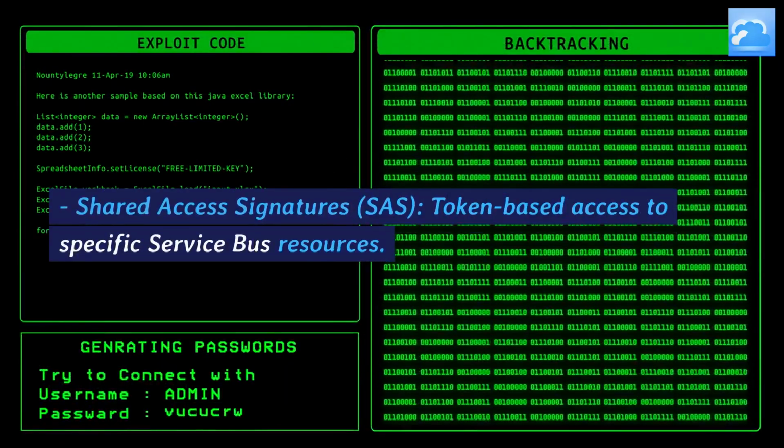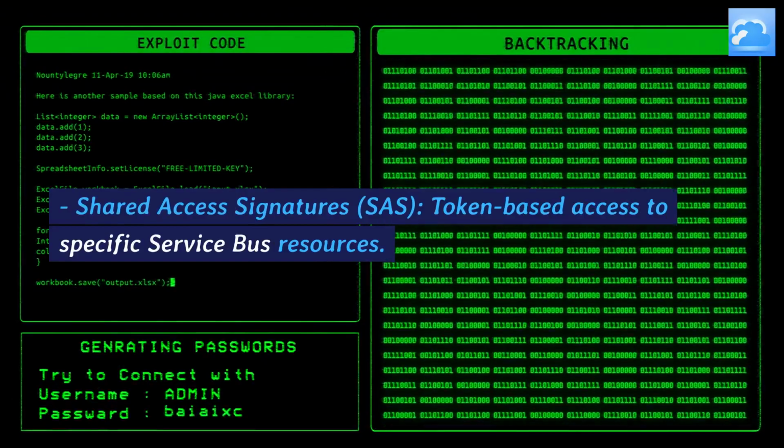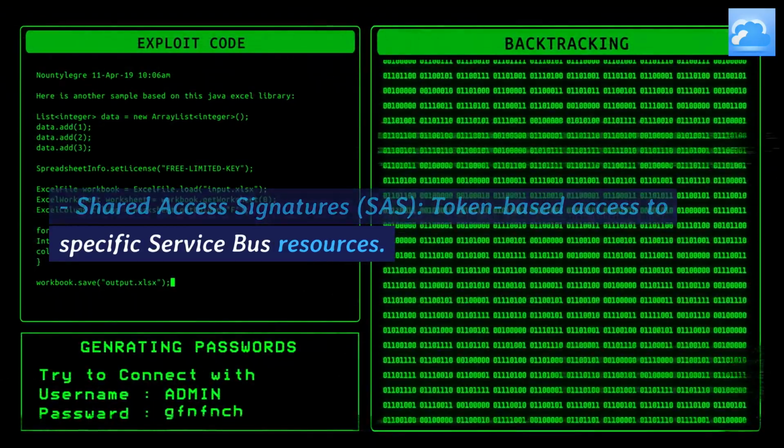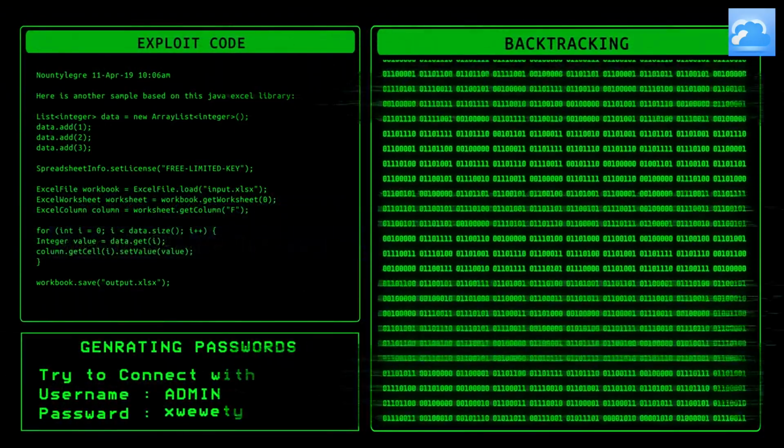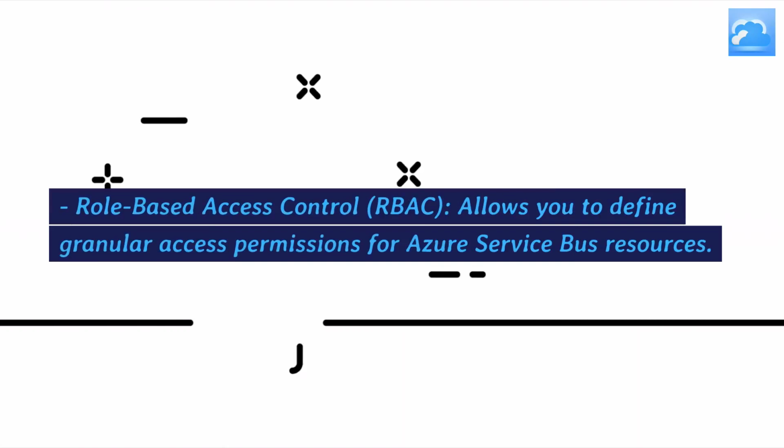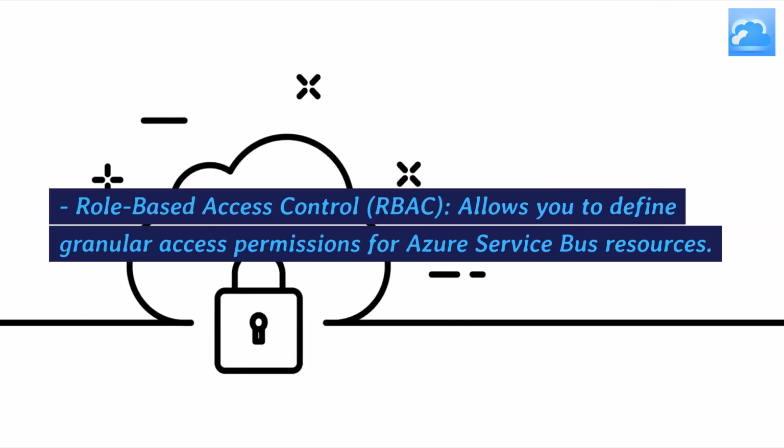Security. The security mechanisms for topics and subscriptions mirror those of Azure Service Bus queues. Shared access signatures, SAS, provide token-based access to specific Service Bus resources. Role-based access control, RBAC, allows you to define granular access permissions for Azure Service Bus resources.